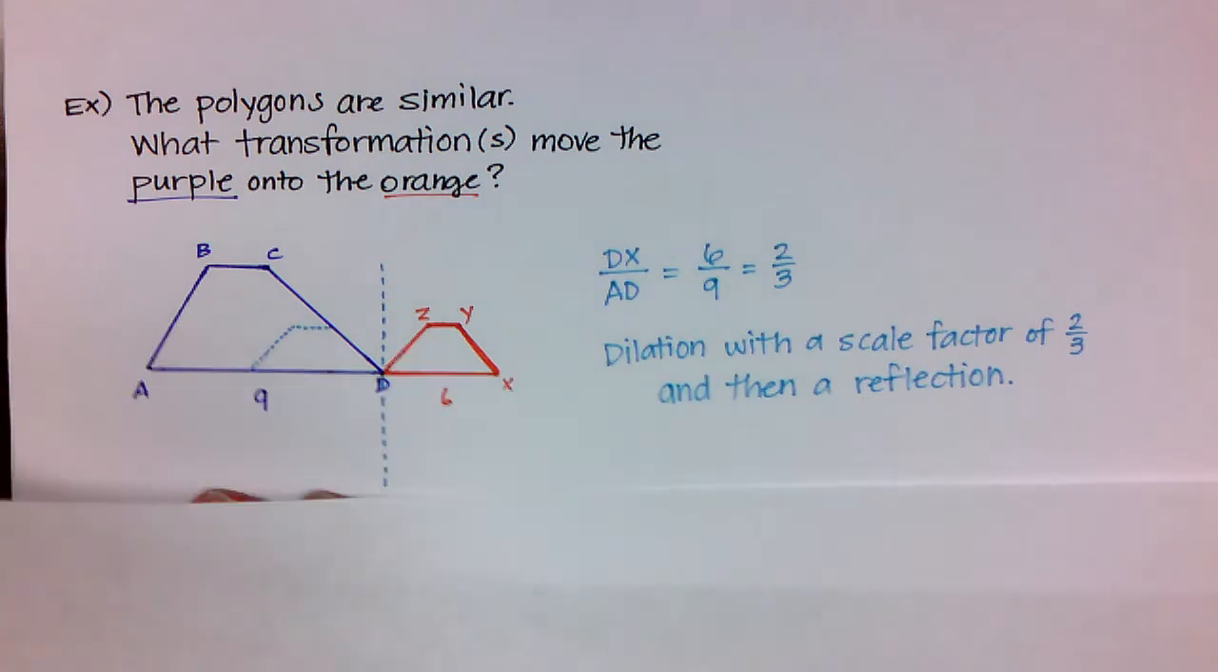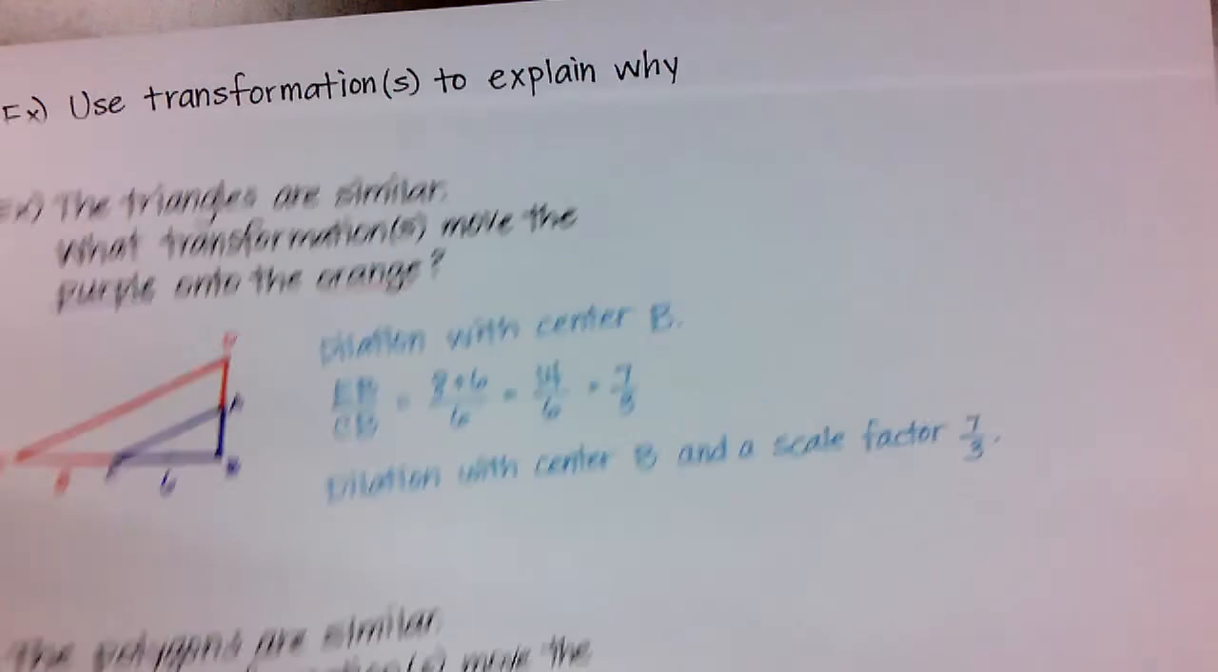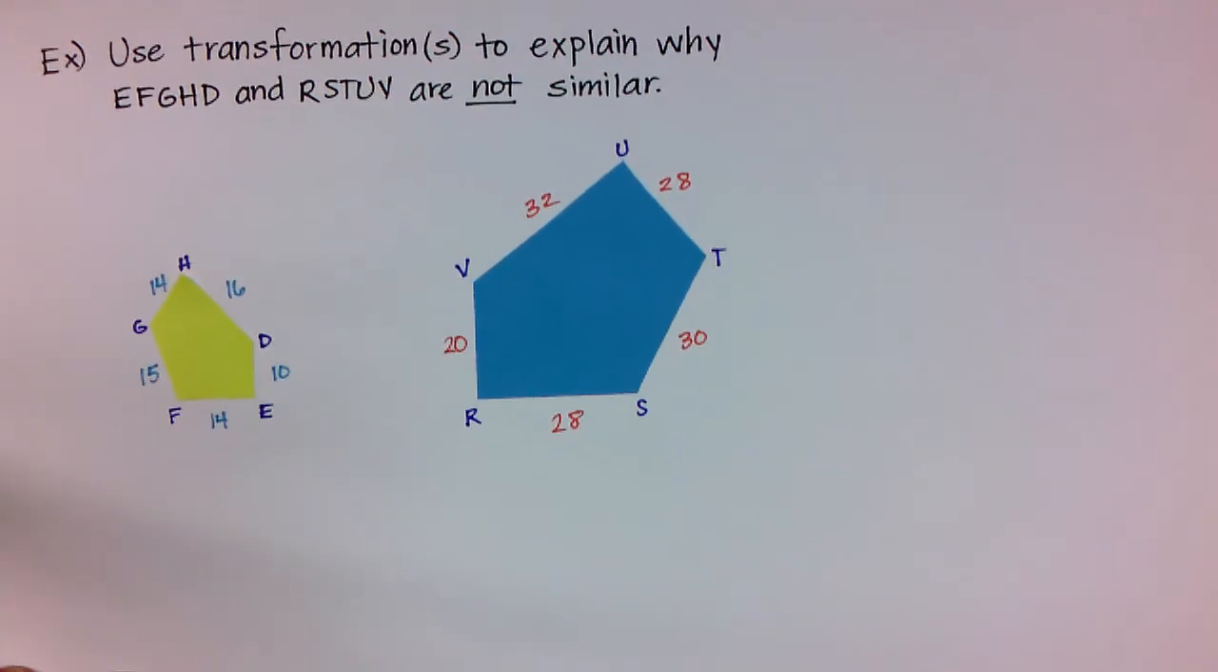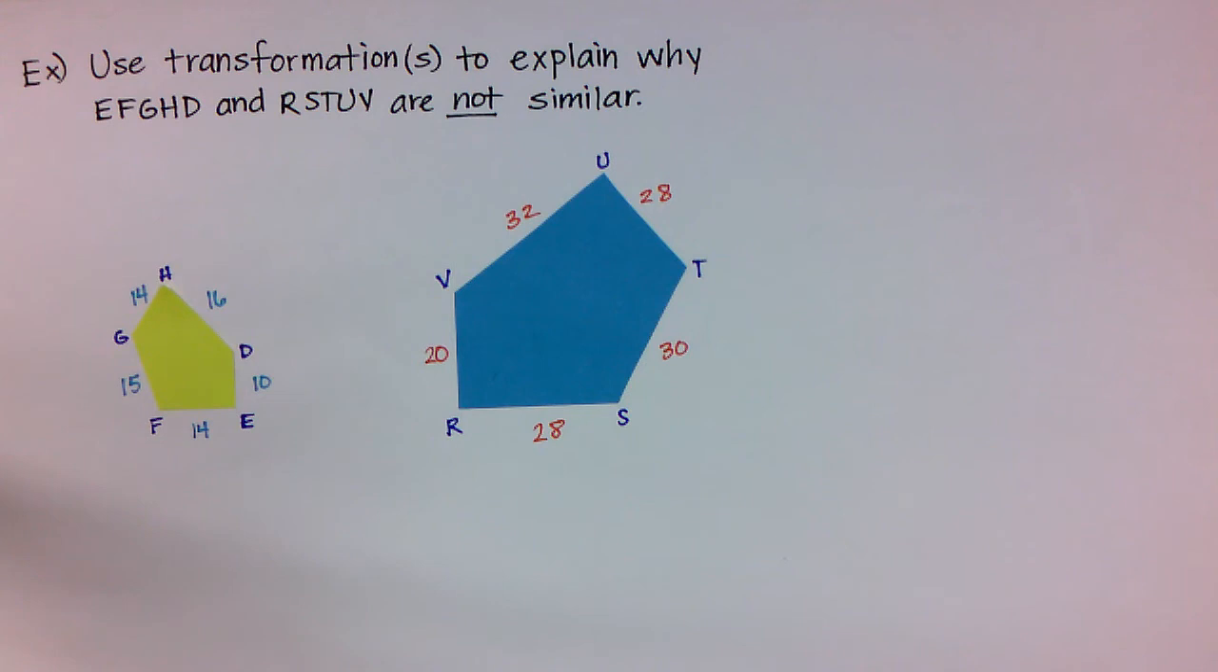Okay, we're going to look at one last example now. And in this last example, you're actually told to use transformations to explain why these two figures are not similar. Okay, it kind of looks like they are similar, so we're going to need to do a lot of work to figure out why they are not similar. So why don't we go ahead and look at the scale factor, because maybe that's it. Maybe the scale factor is not the same when we're comparing all of the sides, so maybe that's the problem.